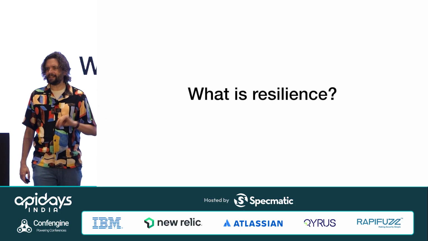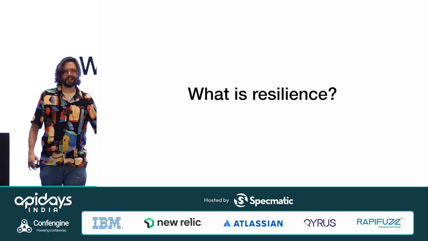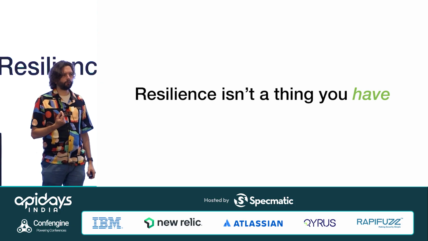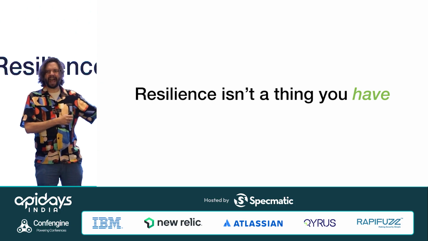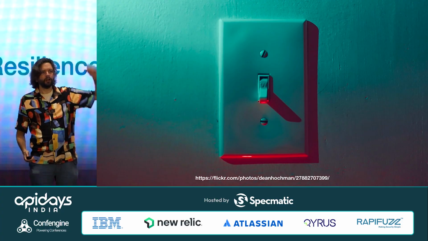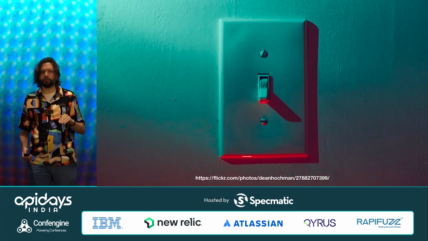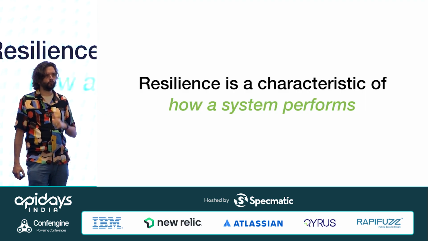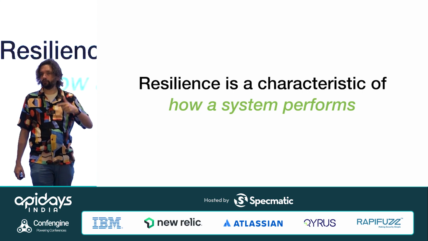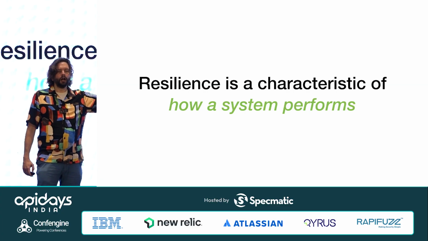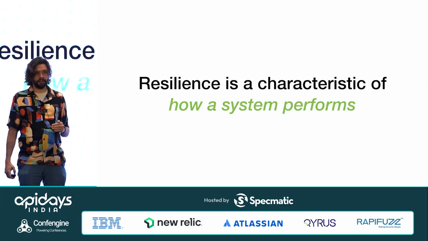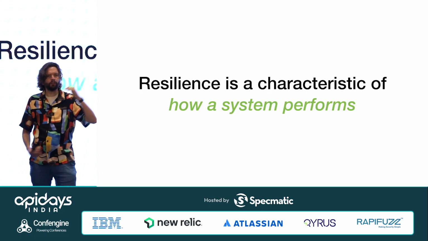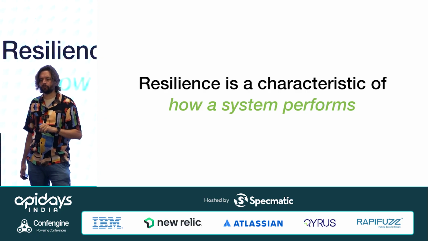What is resilience? The first thing to say is that resilience is not something you have. It's not like a binary property of a system. You don't either have or not have resiliency. It's not like flicking a switch. Resiliency is a property of how a system performs. It's much closer to our concept, therefore, of, say, quality, right? We don't say a system has quality, we say how much quality does it have, and we have our own definitions about what a sufficient level of quality is.